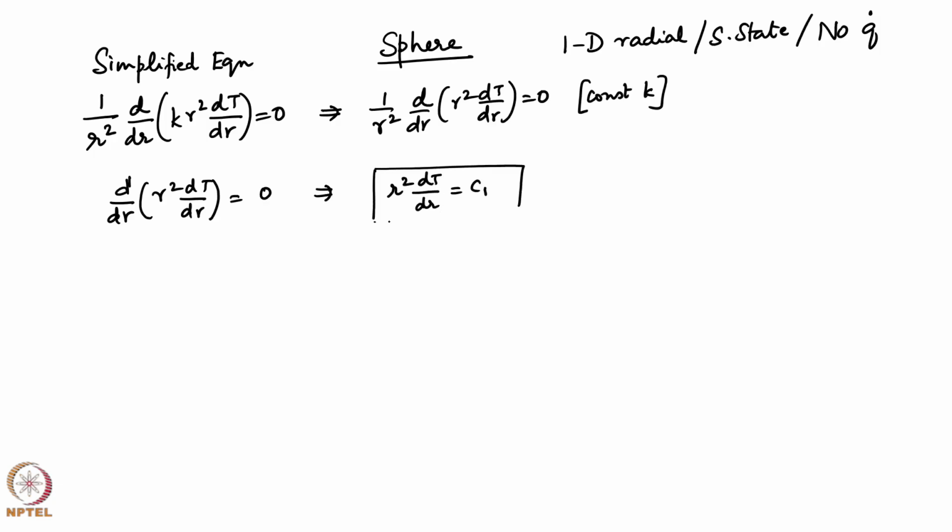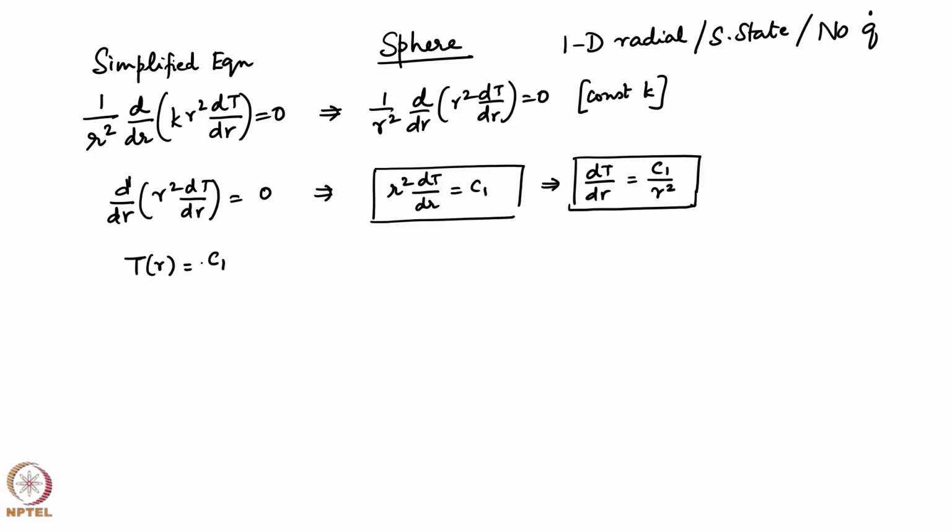This is your first integration. Therefore, dT by dr is equal to C1 by r squared. Unlike in the cylinder where it was C1 by r, in the sphere you have C1 by r squared. So, integrate again, T of r is equal to minus C1 by r plus C2. There you had a logarithmic relationship, here you have a constant over r kind of relationship.